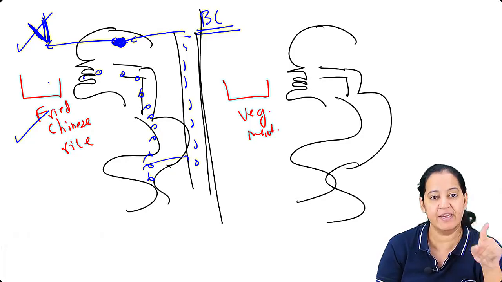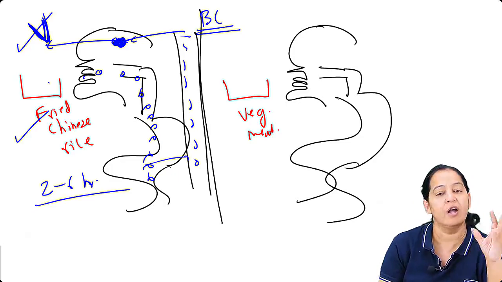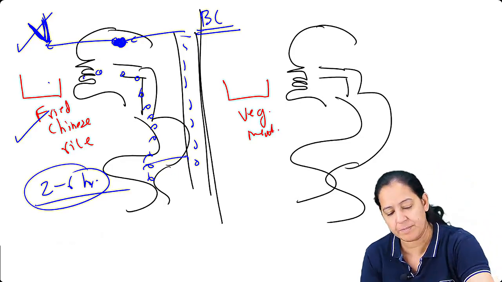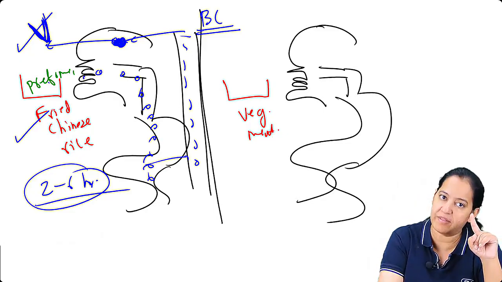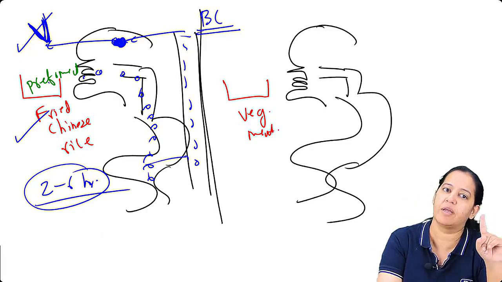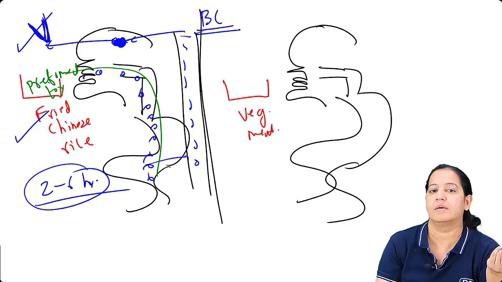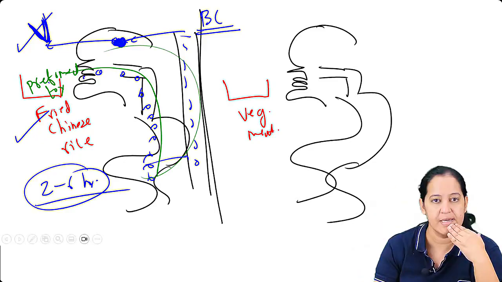And it is within 2 to 6 hours after eating. Why is it very fast? Within 6 hours, the vomiting starts. Why? Because the person is eating preformed toxin. The toxin is preformed in the Chinese rice. So the person is not eating the bacteria, the person is eating the toxin. And the toxin immediately after going, goes to the brain and causes vomiting. It is known as emetic type.